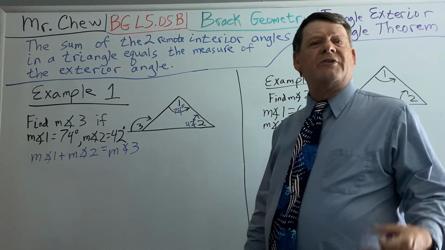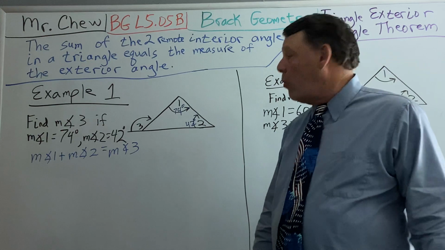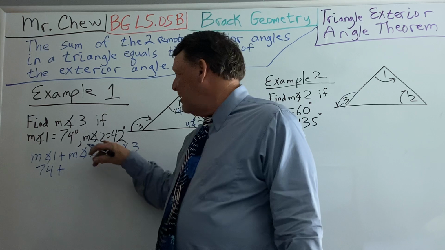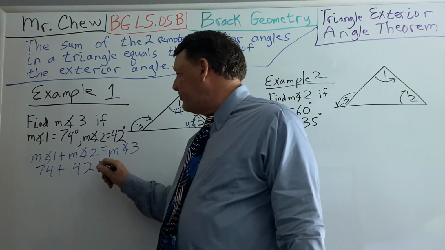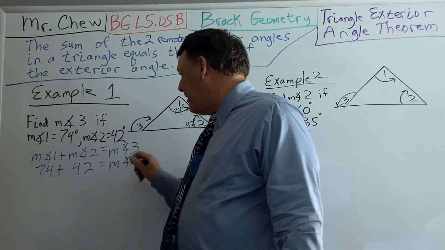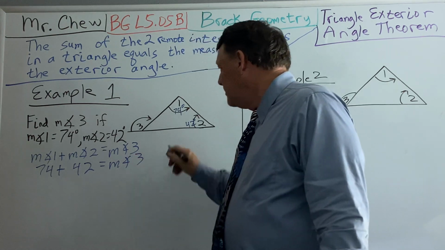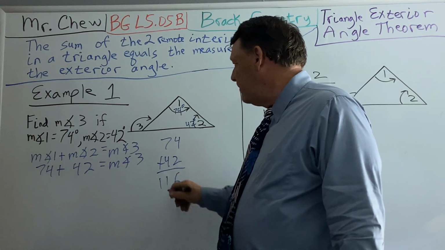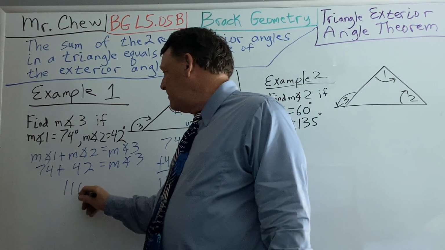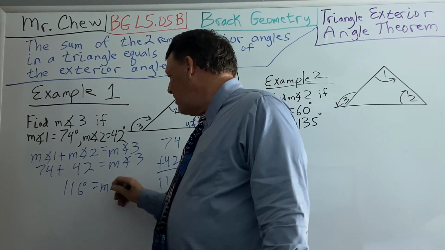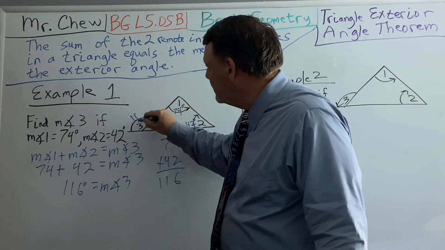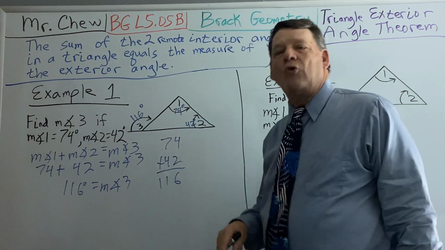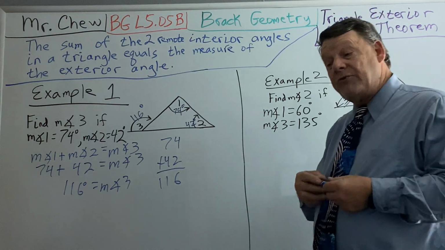So now I can use what's called the substitution property of equality to substitute my 74 in for the measure of angle 1 and my 42 in for the measure of angle 2. Add those two up and I get the measure of angle 3. So I take my 74, add it to my 42, and I get 116 degrees equals the measure of angle 3. So I can say this is 116 degrees. And that is a shortcut way. Is there an alternative way you could do it?